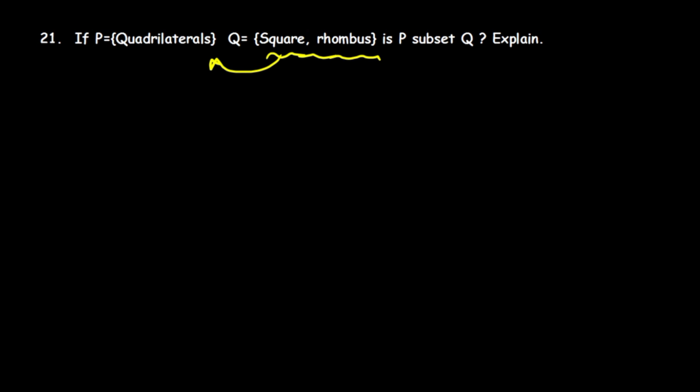So how can you explain that? Square and rhombus are the parts of quadrilateral. So here Q is a subset of P but P is not a subset of Q. This is your answer for this question.